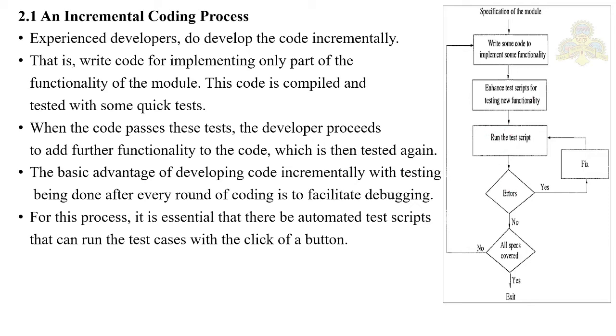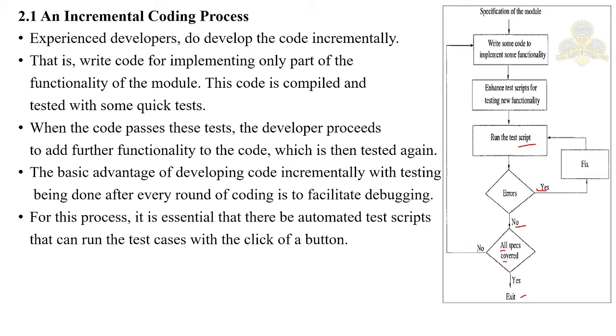Now if there are any errors here, okay, they have to fix it. Once they have fixed it, they have to run the test script again. Again, check if there are any errors. If there are no errors, then you have to check if all the specifications are covered in that particular module, or all the functionalities are covered in that particular module. If yes, that is an exit. That means the coding of the module is done. If no, if you have missed some of the functionality, you have to go back again, write the code for it, then test for it, then run the test script again, then check all these conditions again. Getting it?